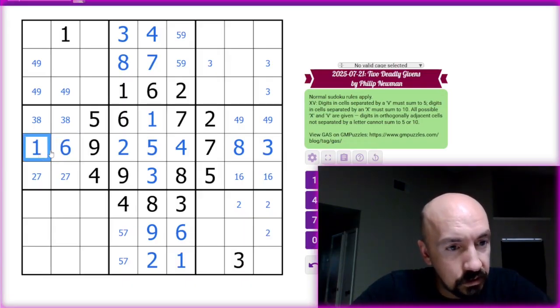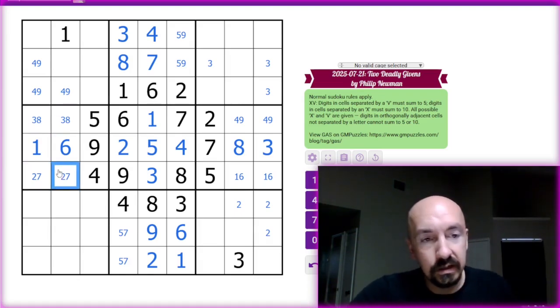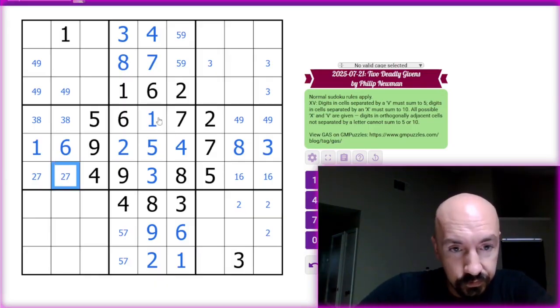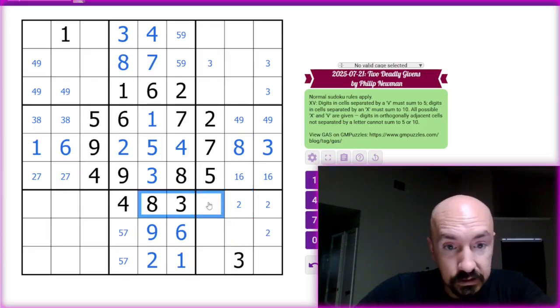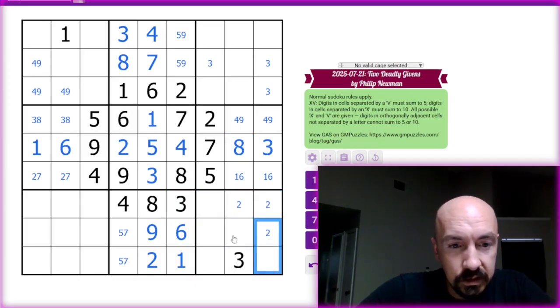This one can see all of those digits. That's fine. Oh my goodness. This is a toughie. For me, at least. 8. Okay, so 8 and 8. So then 8s are in the pants.